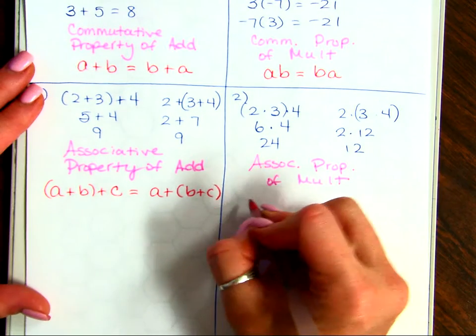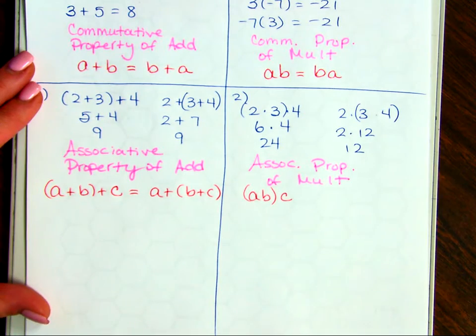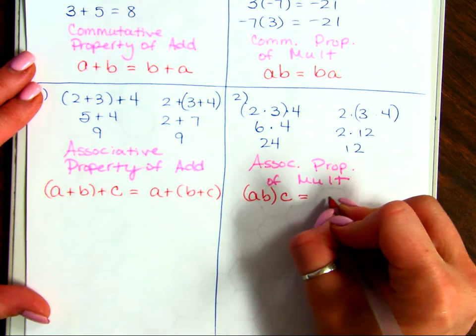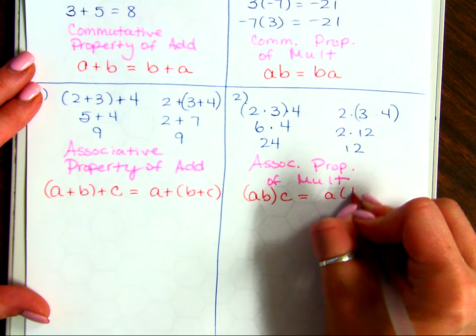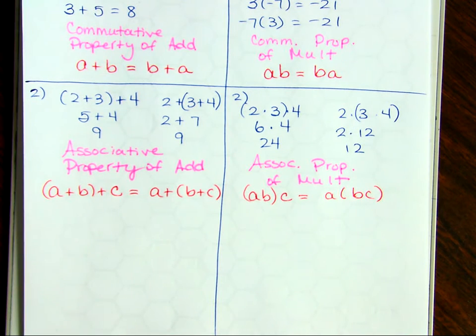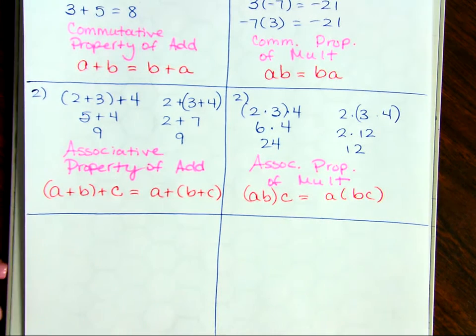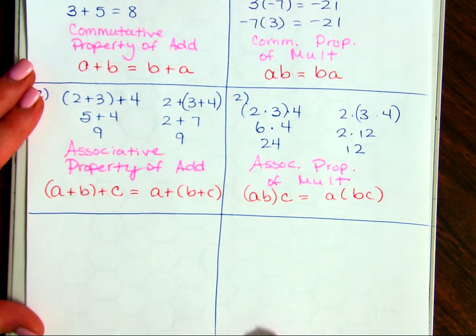And that means that if I take the A and the B, take that product times C, I'll get the same answer if I multiply the product of the B and the C times the A, okay? Good? All right, so that's 4 properties. Let's learn the next 2.